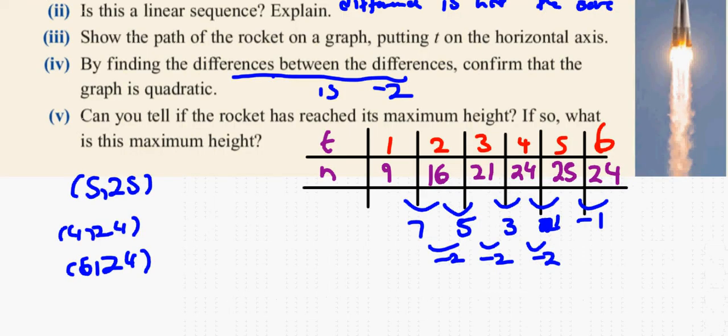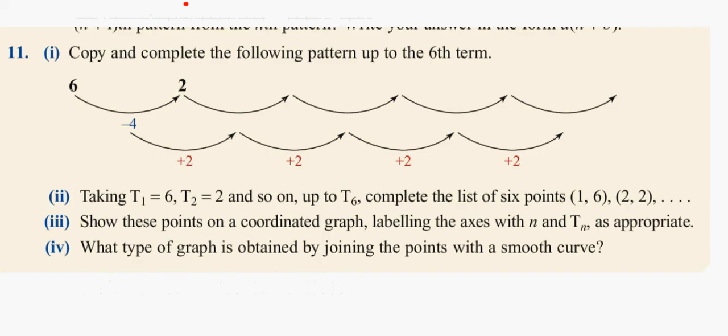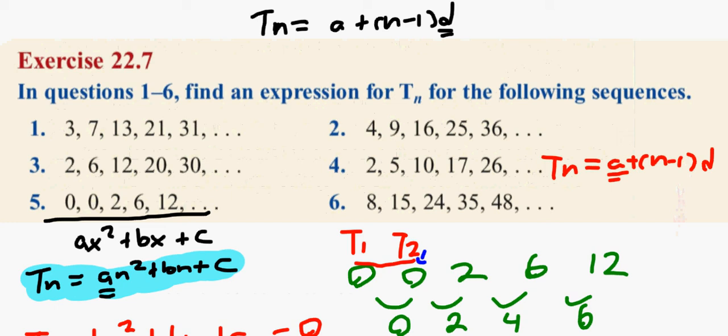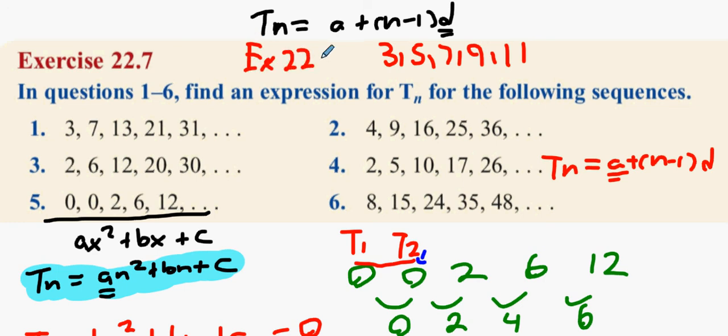So something like that. Alright, you guys, for homework tonight, you guys are going to have 3, 5, 7, 9, 11 on exercise 22.7. What page is exercise 22.7?